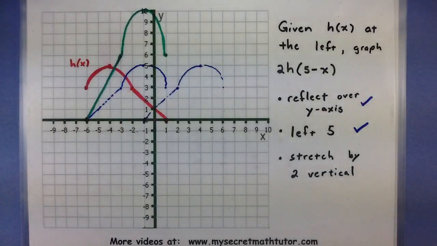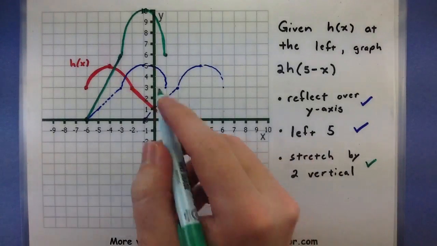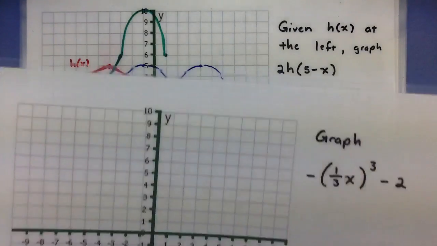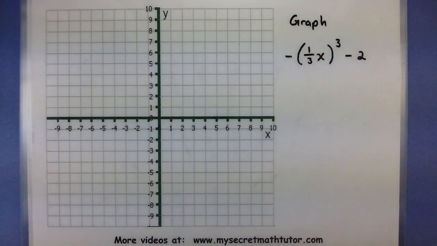Alright, so in green, this represents our new function, our 2 multiplied by h of the quantity 5 minus x. Alright, now in some examples, they may not give you the graph of the original function. This is something that you should know or end up graphing initially. So let's do this example.